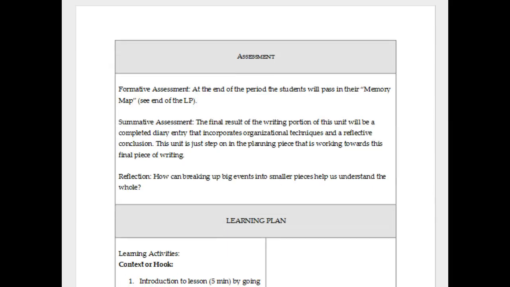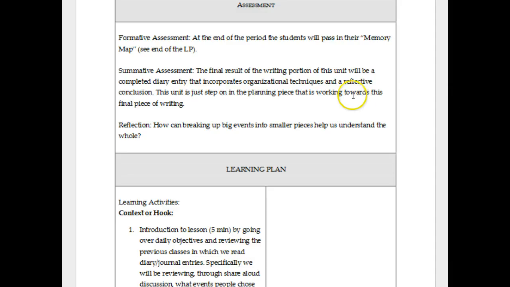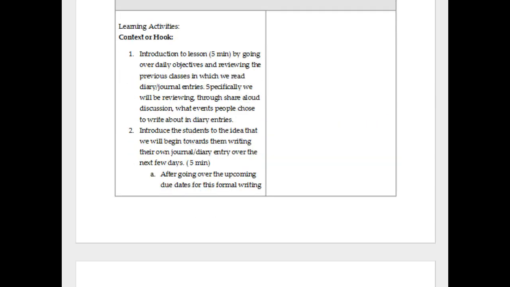Looks great so far. All right, so your formative assessment, you're going to be collecting the memory map. That's great. You can see how well kids understood it. Obviously, final assessment, the writing portion of the unit. Very good. Okay, into the learning plan.